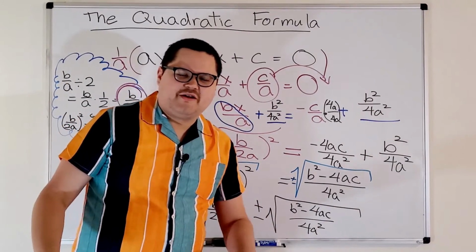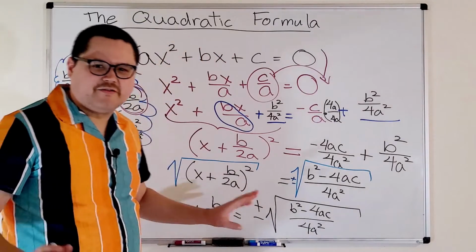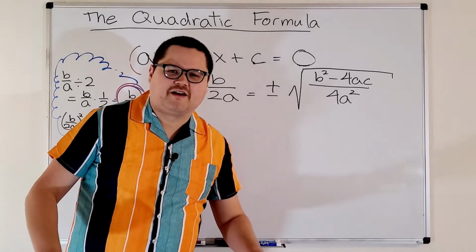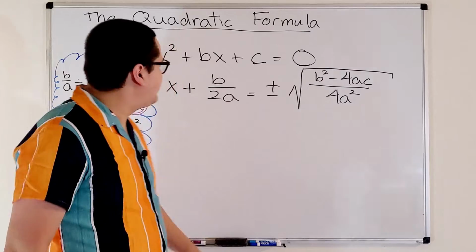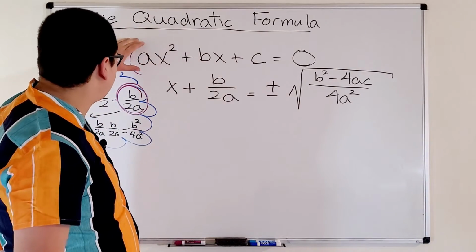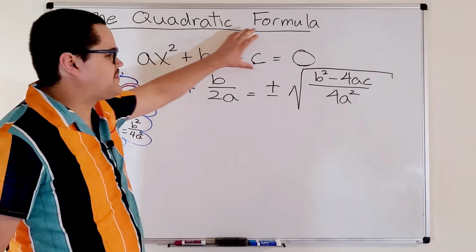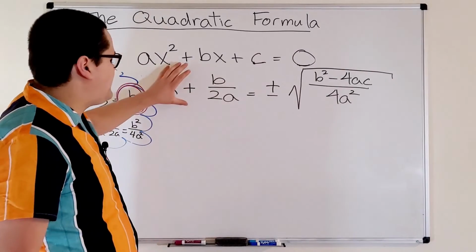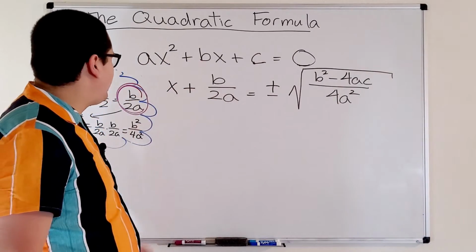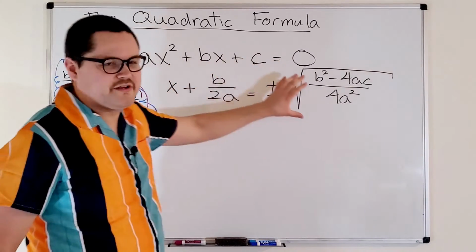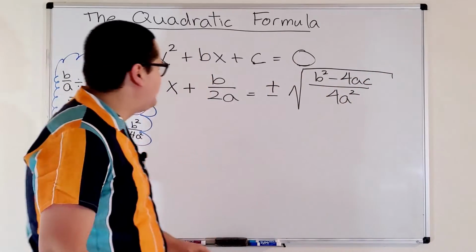Let me take a moment to write this up top and erase everything. Okay, so this is what we have so far. This is the equation we were trying to solve: ax squared plus bx plus c equals 0. And we got to this step so far: x plus b over 2a is plus or minus the square root.